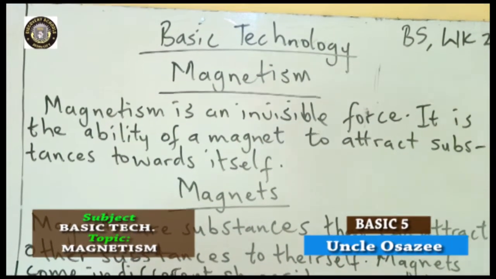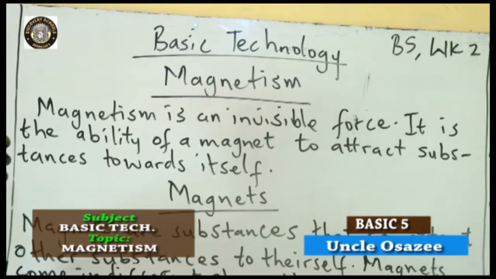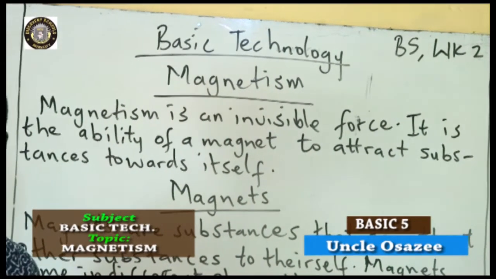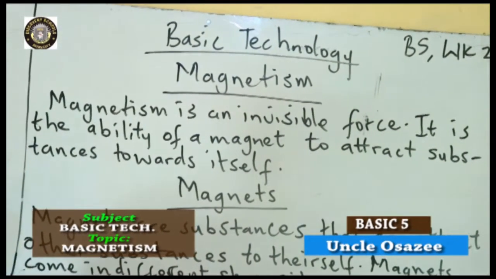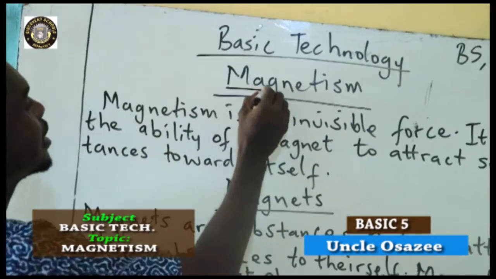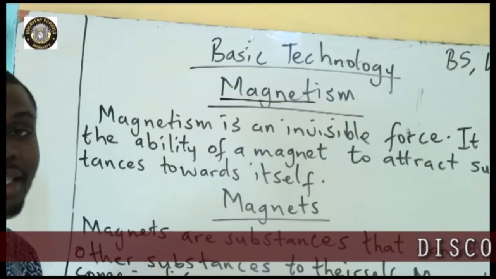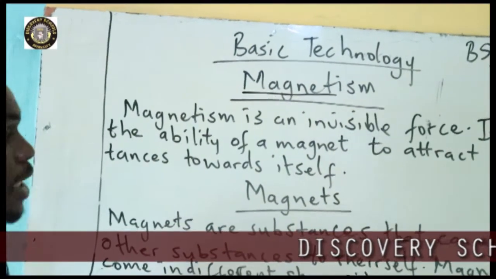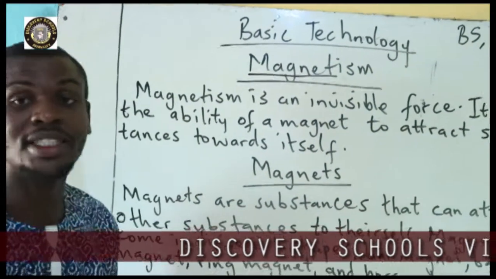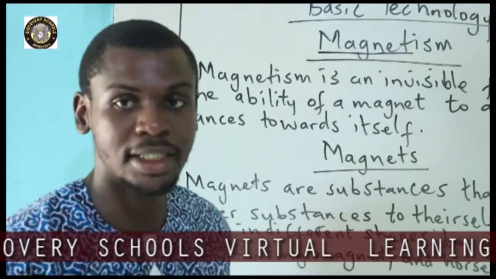Now magnetism is an invisible force. It is the ability of a magnet to attract substances to itself. So from the word magnetism, you see that there is magnet in it. Okay? So magnetism generally has to do with magnets, alright? So, the ability of a magnet to attract substance or anything to itself is called magnetism.